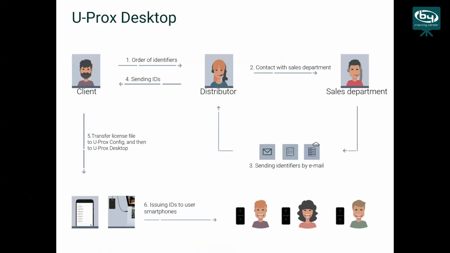So how does it work, the U-Prox desktop? The distributor sends the ID to the customer, and the customer transfers the license for the different mobile app identifications. So if we have a U-Prox ID in the phone for each user, the distributor gives the IDs and the customer transfers these directly to the access control systems and provides the access to different users.